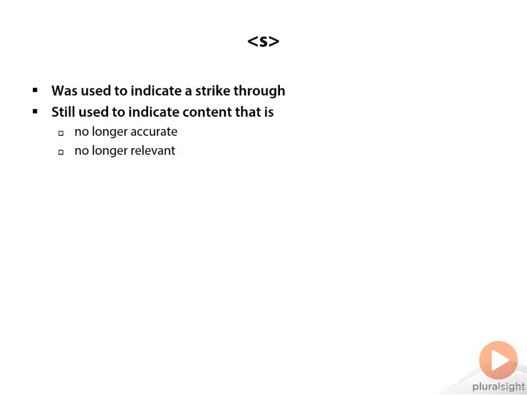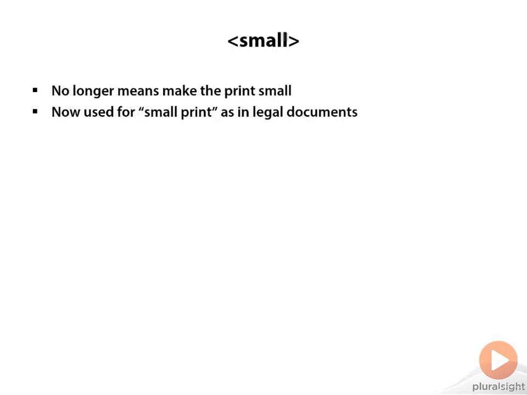The S tag has changed in a very subtle way. It used to be used to indicate a strike-through. It's now used more semantically to indicate content that is no longer accurate or relevant. Of course, it's perfectly appropriate to implement that in the UI with a strike-through. Similarly, the small tag no longer means make the print small, but semantically it refers to the quote-unquote small print that you would see in legal documents. And of course you can implement that with a smaller font size.